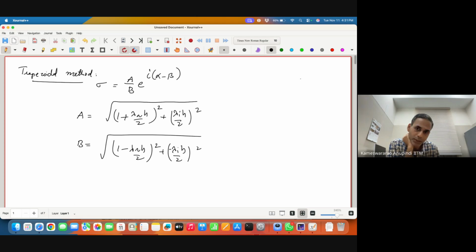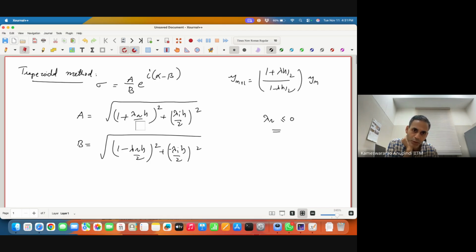Because what we got was y n plus 1 equals 1 plus lambda h by 2 by 1 minus lambda h by 2 times yn, right? So in the numerator we got plus, in the denominator we got minus. And then we said we're going to look at only real values of lambda which are less than 0, in which case the numerator is going to be smaller and the denominator is going to be larger. That is why a by b is less than 1. So that is why it is stable. We said sigma is less than 1 because a by b is less than 1. But this is the case for lambda r less than 0.